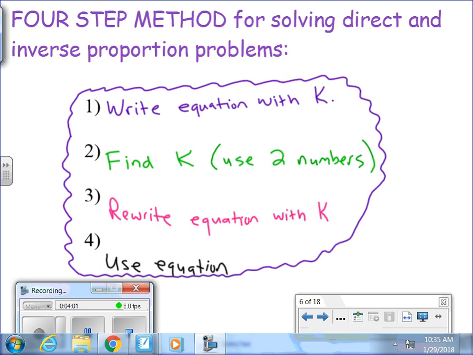So I like using colors. Every step has a different color. We got blue, we got green, we got pink, and we got black. And that is going to be on the board.